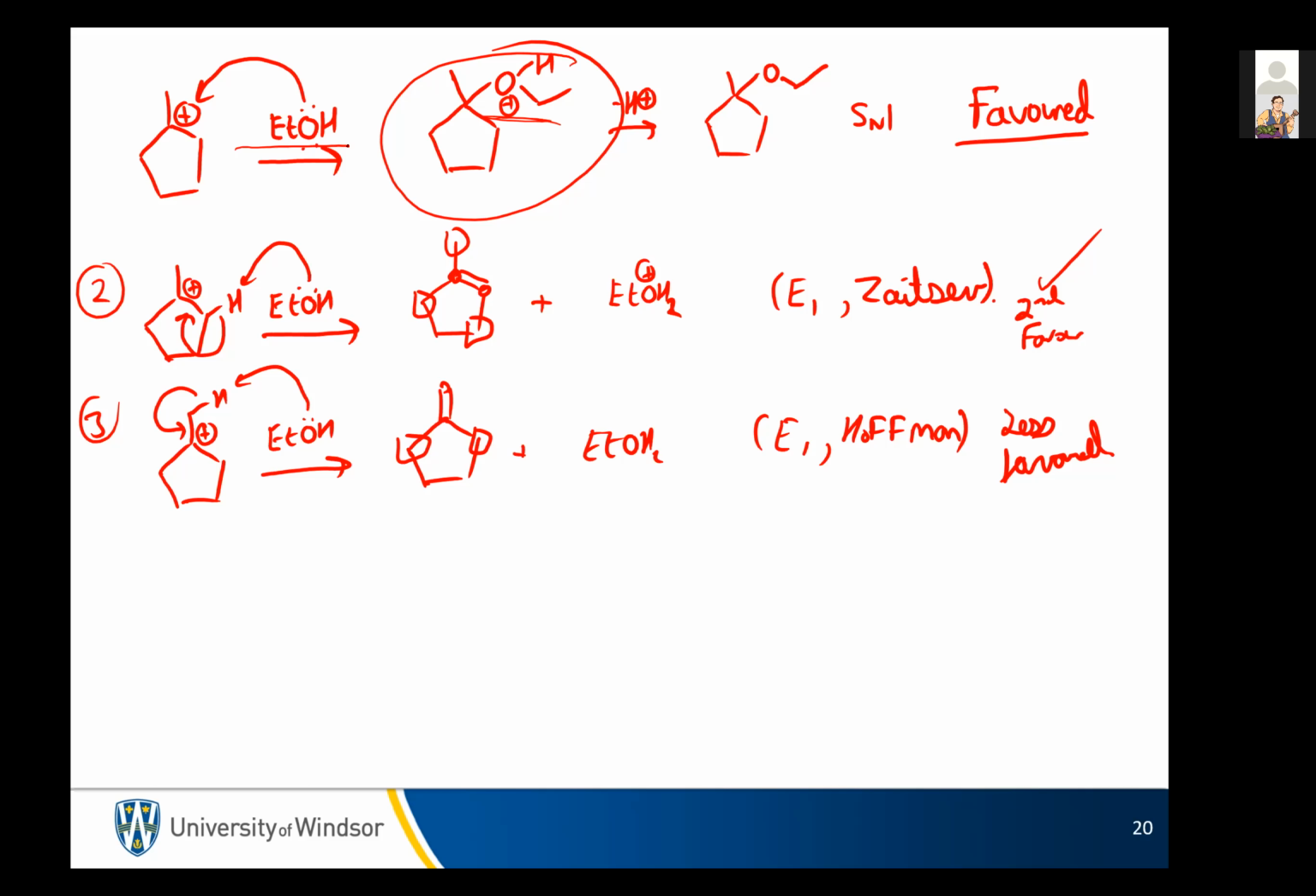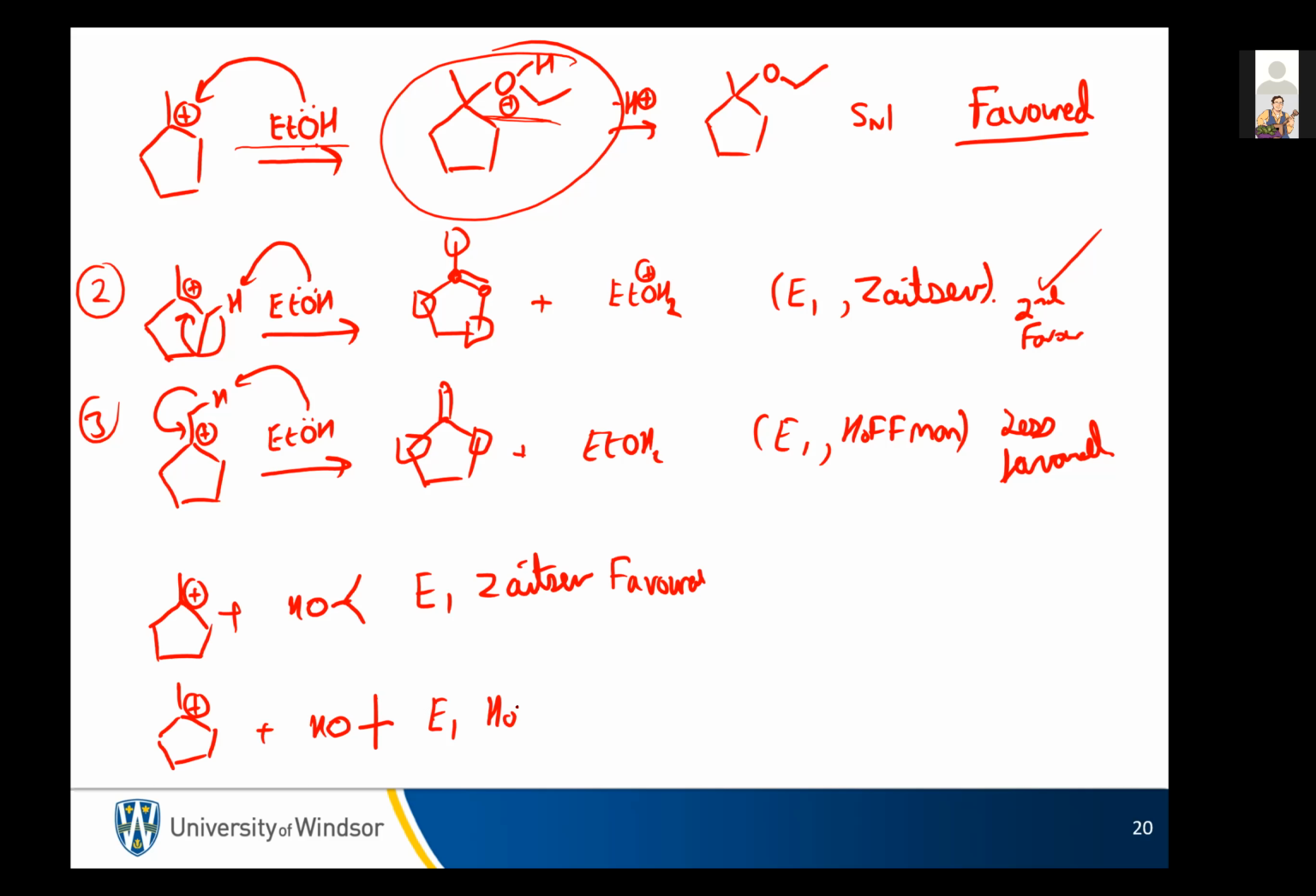Yeah, exactly. So if we had a different nucleophile, the E1 would be favored. So if I did this exact same question here, but I changed the nucleophile to a ball, E1 Zaitsev is favored. Now, I can even do something more. If I change the nucleophile to a superball, the E1 Hofmann is favored.